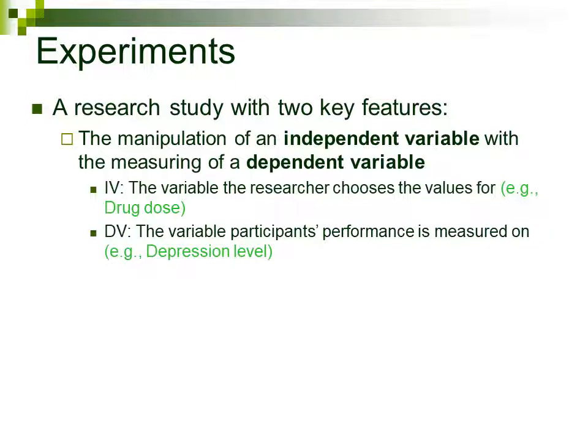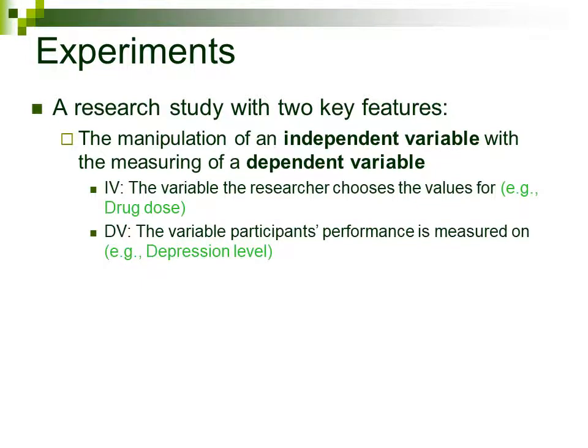So to give you one more example, to test the effectiveness of a drug on treating depression, we might have 3 groups of participants take different doses of the drug, either 0 milligrams, 10 milligrams, or 20 milligrams, and then we'd measure each group's level of depression after 3 months. So in this example, the independent variable would be drug dose, and the dependent variable would be depression level.